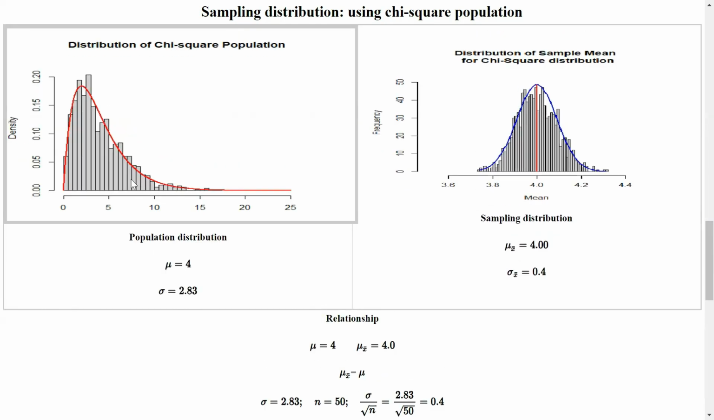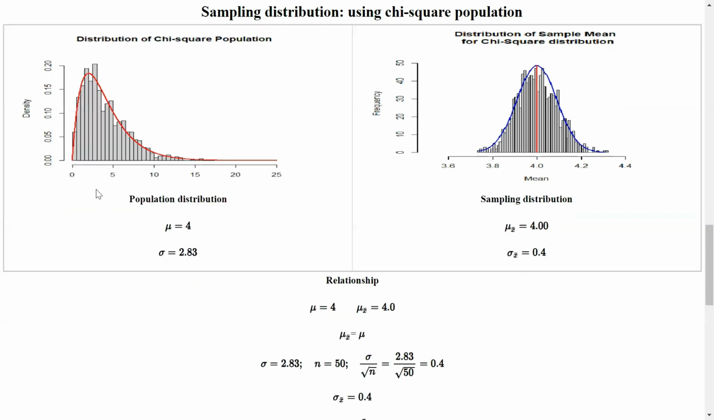So it has mean equals 4 and the variance equals 8. So the standard deviation of this distribution equals square root of 8, that is 2.83. Hence the population parameters are mean equals 4 and standard deviation equals 2.83.